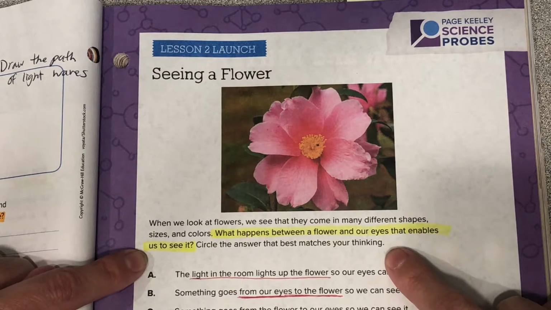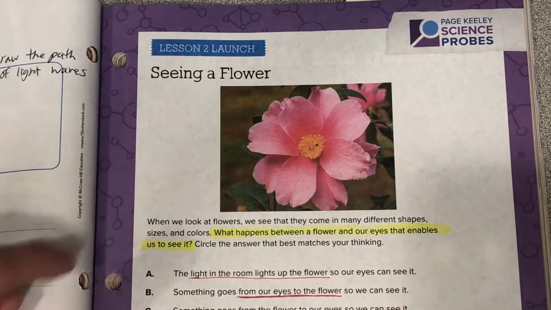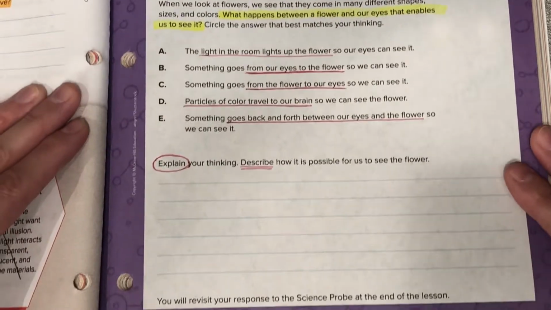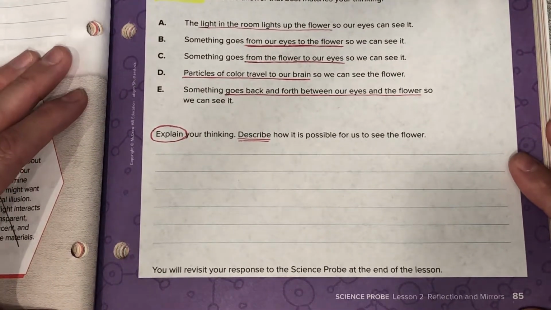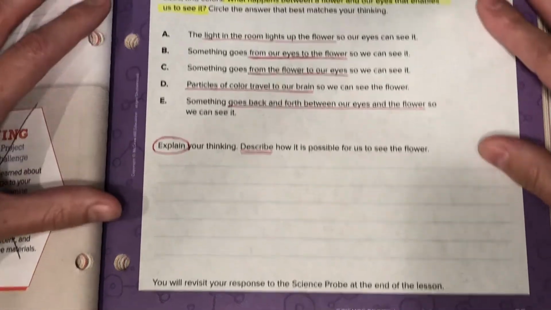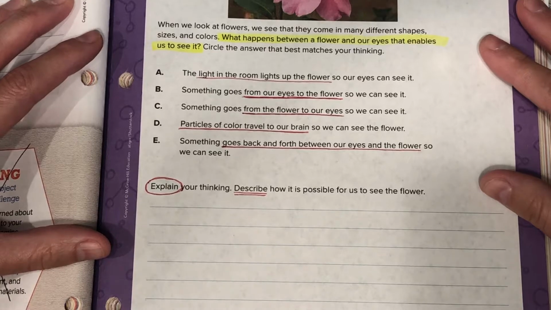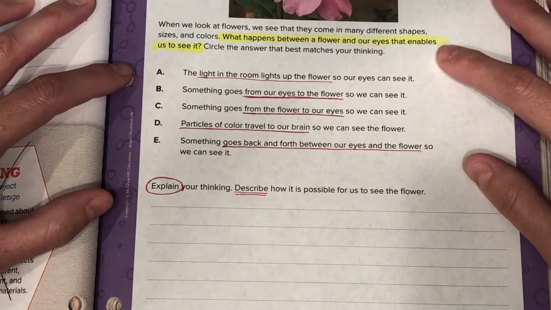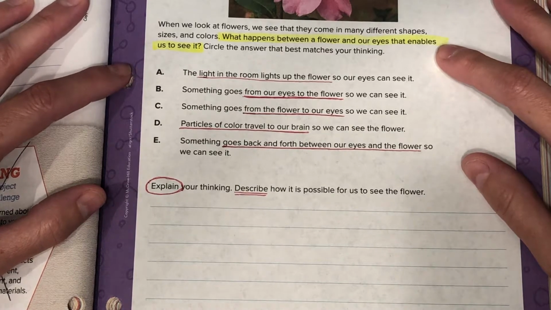Please circle the answer that best matches your thinking. For those of you joining us, this is on page 85 in your book. If you're on the computer, this is the first assignment that should be listed. All right, so here are our choices. How are you able to see a flower? So what's happening between the flower and your eyes that allows or enables you to see it?